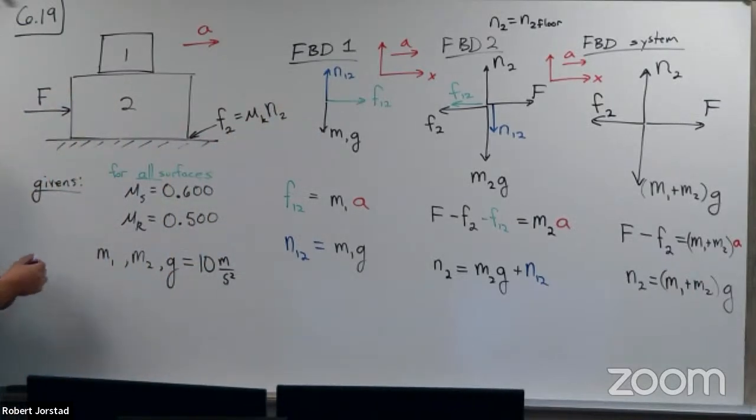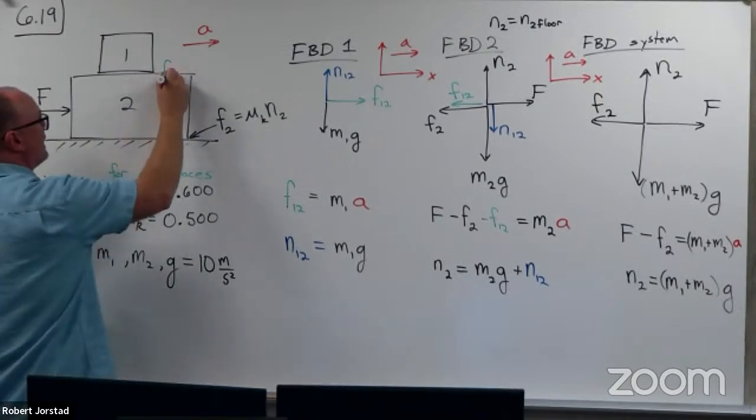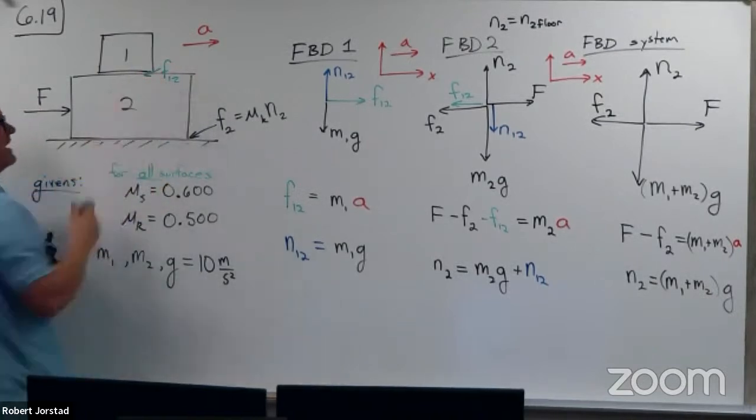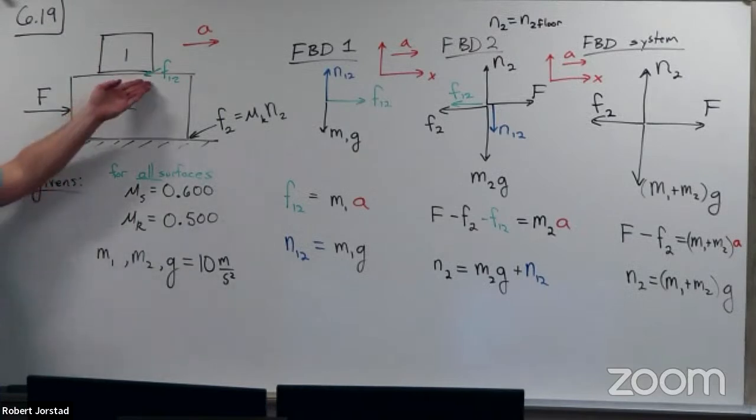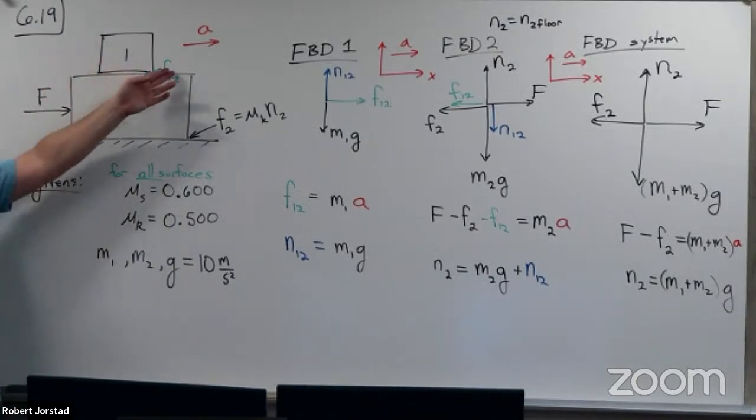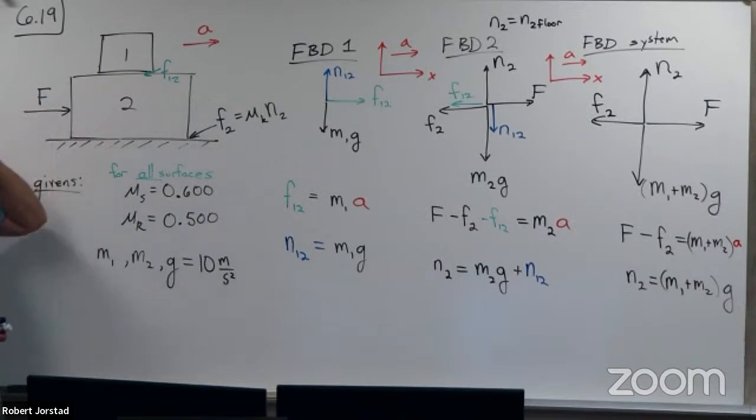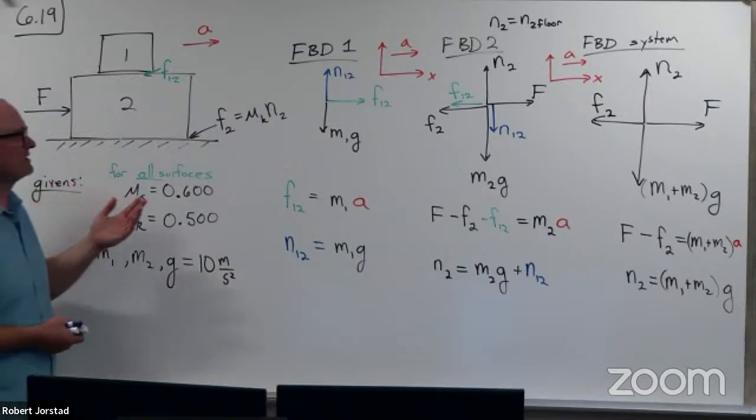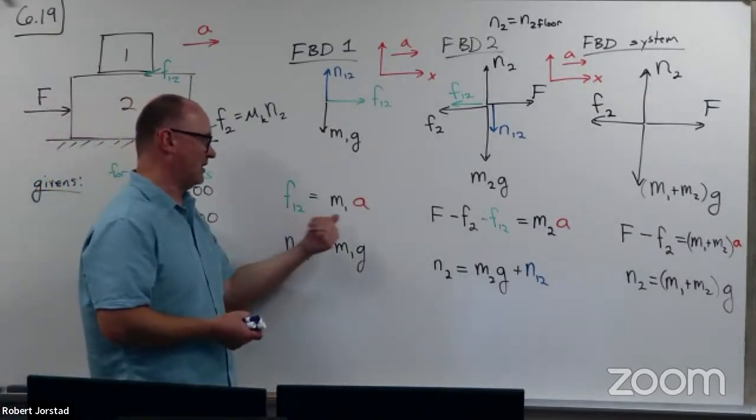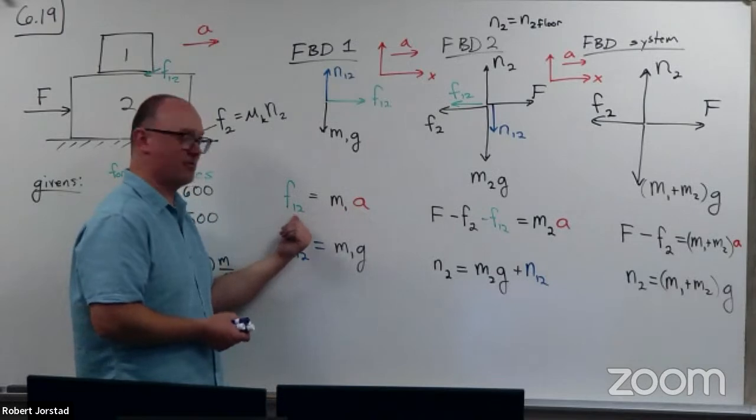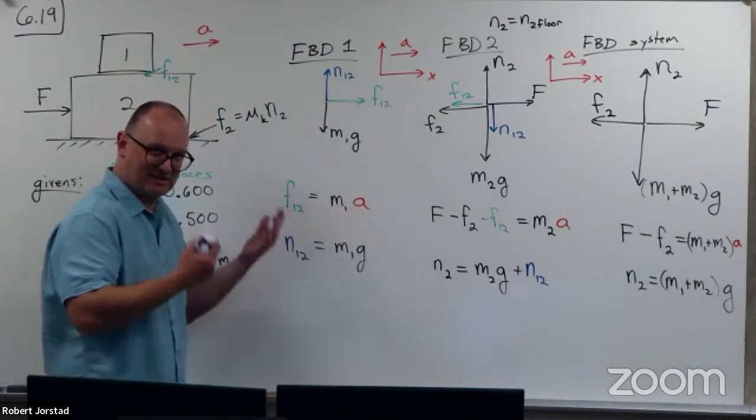And then where this gets tricky is F12 at this interface, it's unclear. If it's on the verge of slipping, this is about to fall off the back, I would use mu static times the normal force. I know it's moving, but remember, it's not moving relative to 2. Whereas, what if it's just riding along there and not having any trouble and not slipping? Well, if that's the case, I don't use anything. I just say, look, if you tell me the acceleration, I'll tell you what F12 is. So this is very tricky.